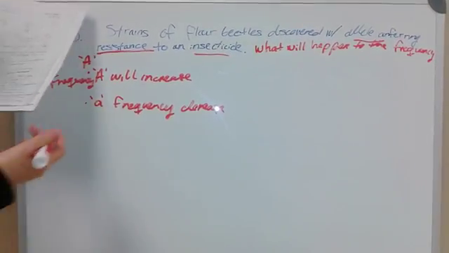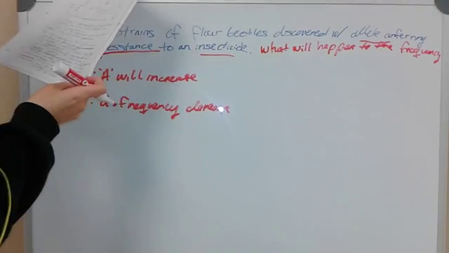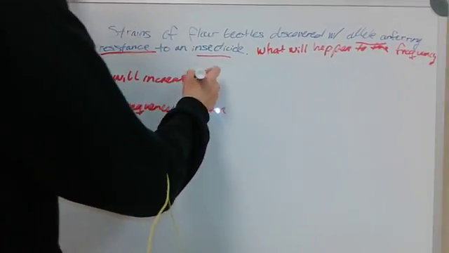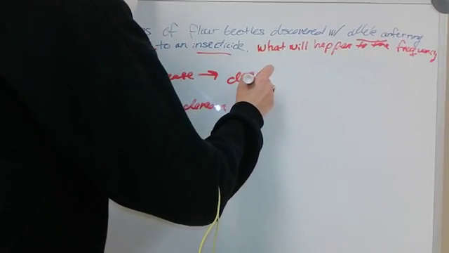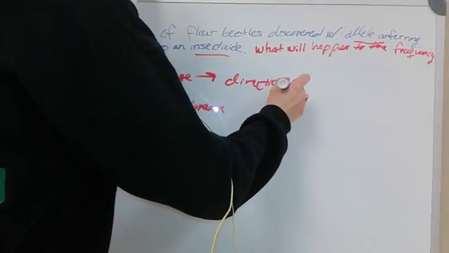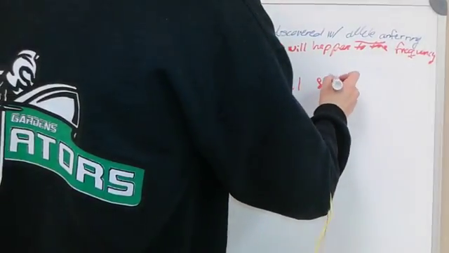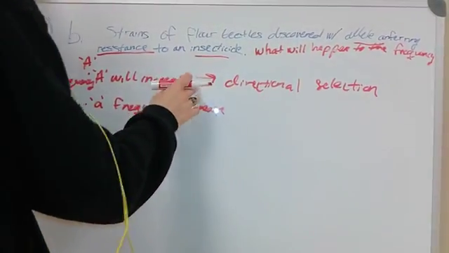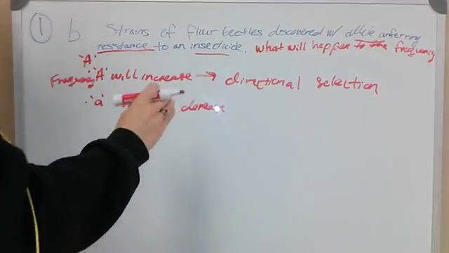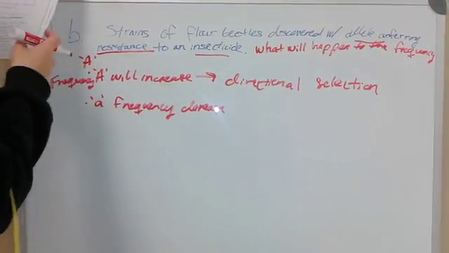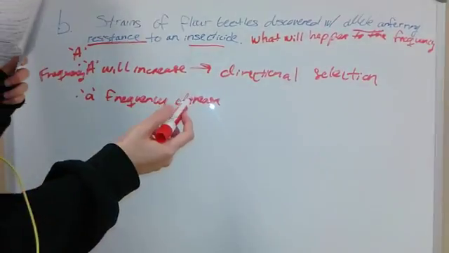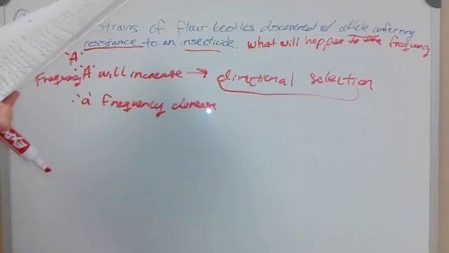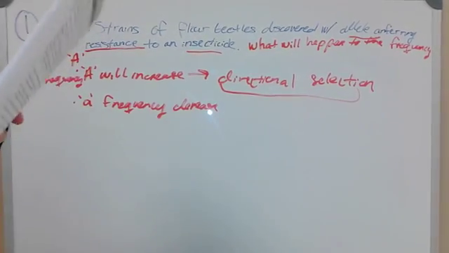So over time, as the frequency of the allele conferring resistance increases, this will lead to directional selection. Because this advantageous allele is favorable in this environment with the insecticide, this directional selection will occur because the beetles with the advantageous allele will pass this allele to their offspring.